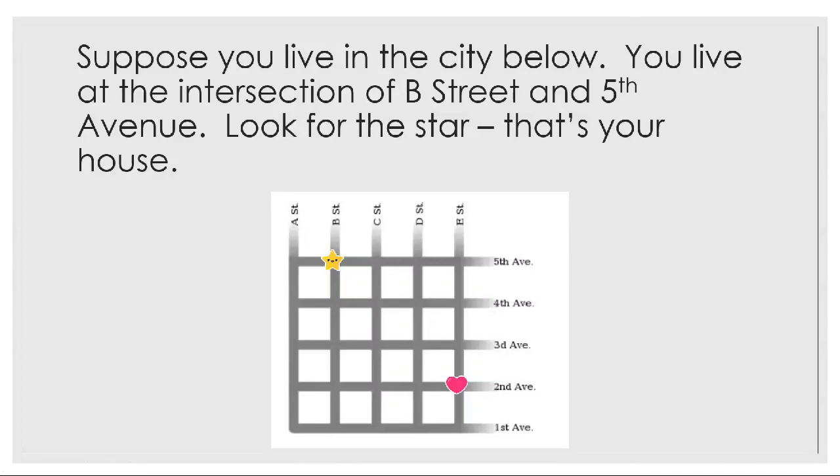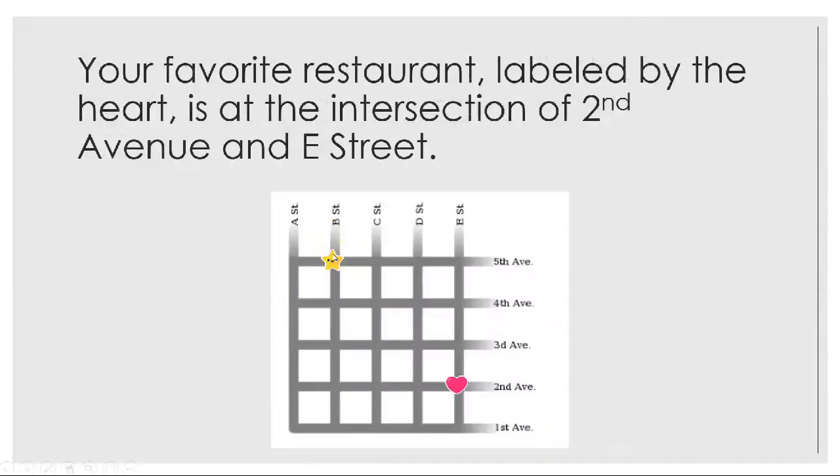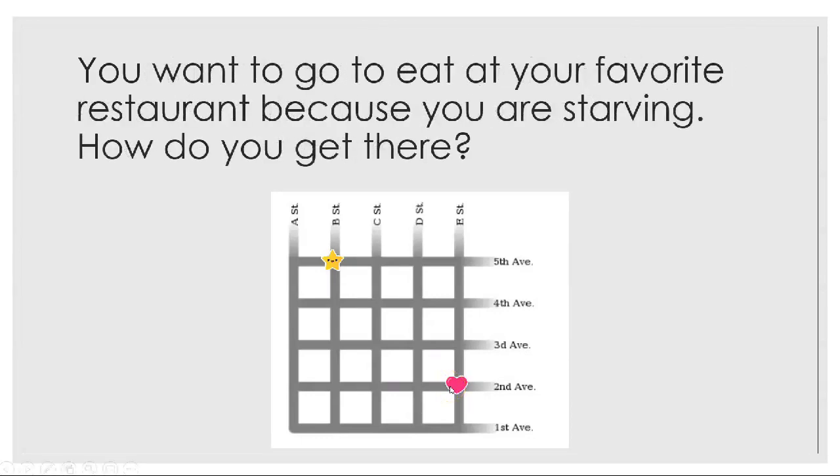Suppose you live in the city below. You live at the intersection of B Street and Fifth Avenue. Look for the star. That is your house. Your favorite restaurant, labeled by the heart, is at the intersection of 2nd Avenue and E Street. You want to go eat at your favorite restaurant because you are starving. How do you get there?